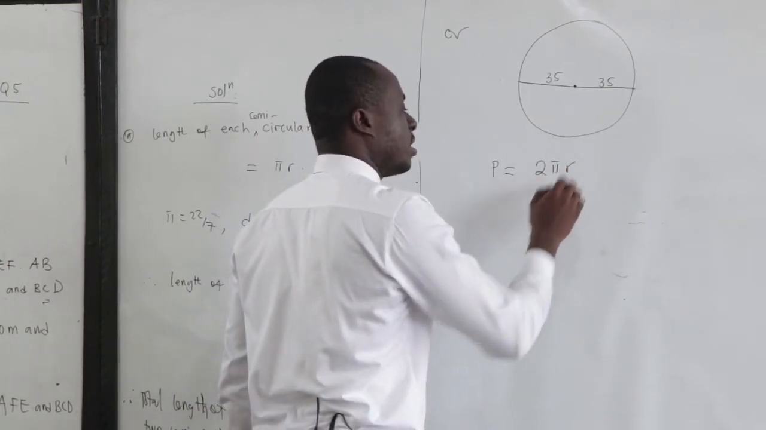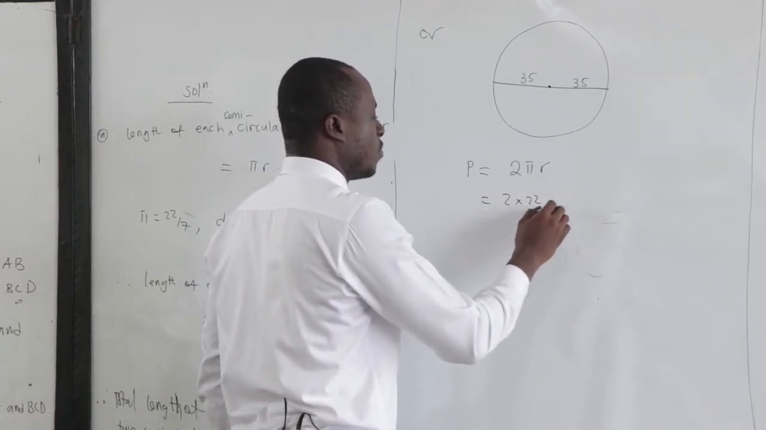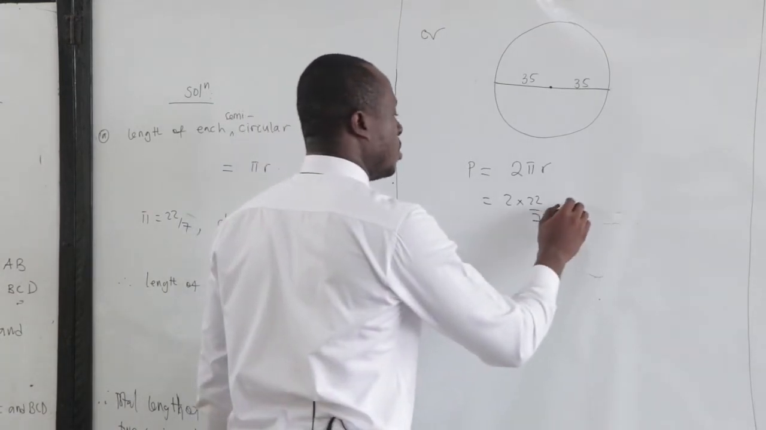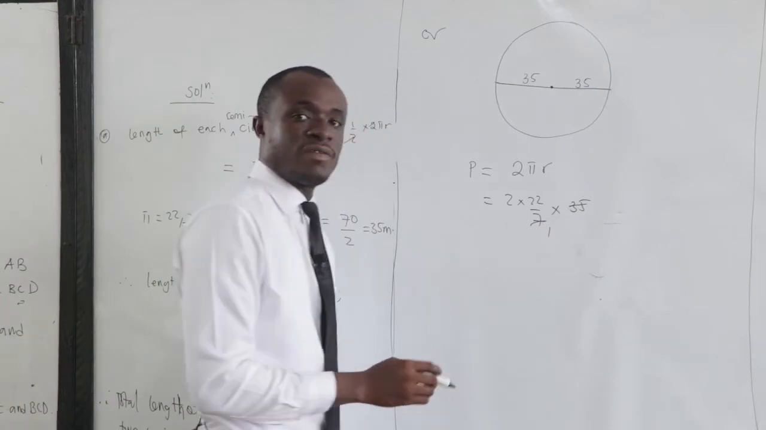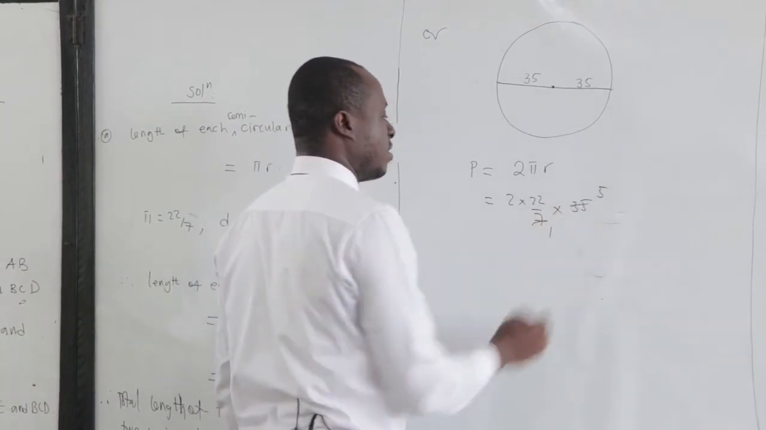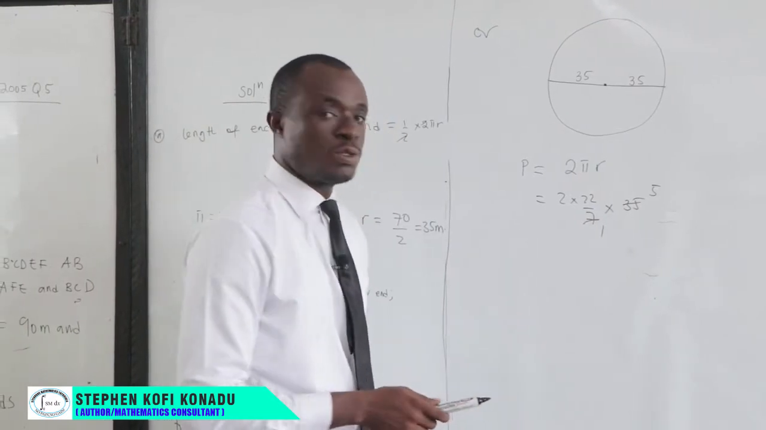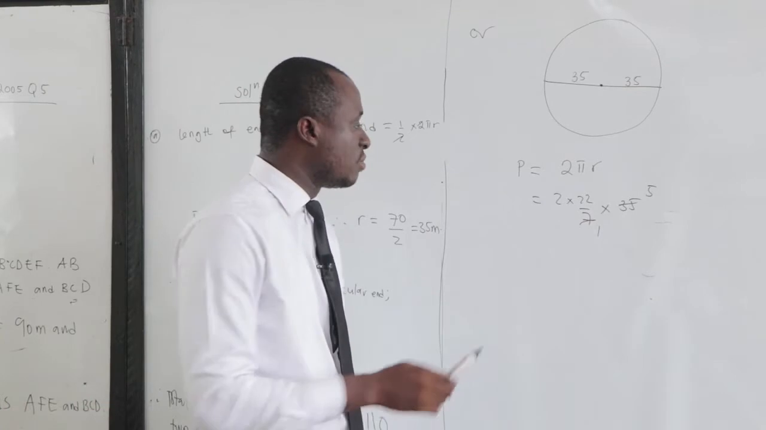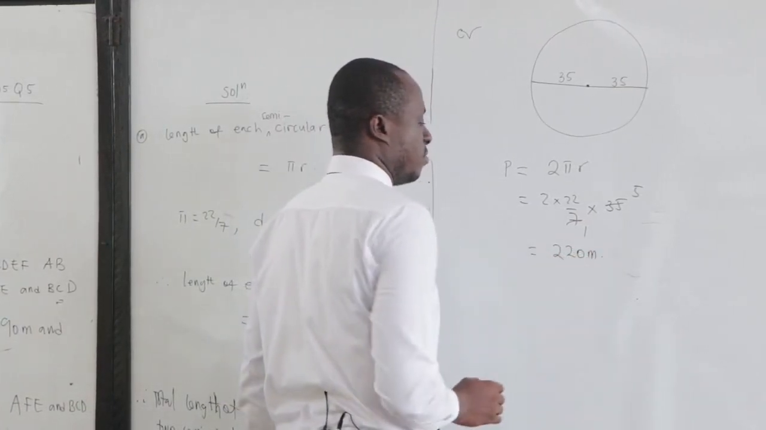2 pi r. We know pi to be 22/7, and then we know the radius also to be 35. 7 goes into 7 once, and 7 goes into 35 five times. Now 22 times 5, that is 110. 110 times 2, that is 220 meters.